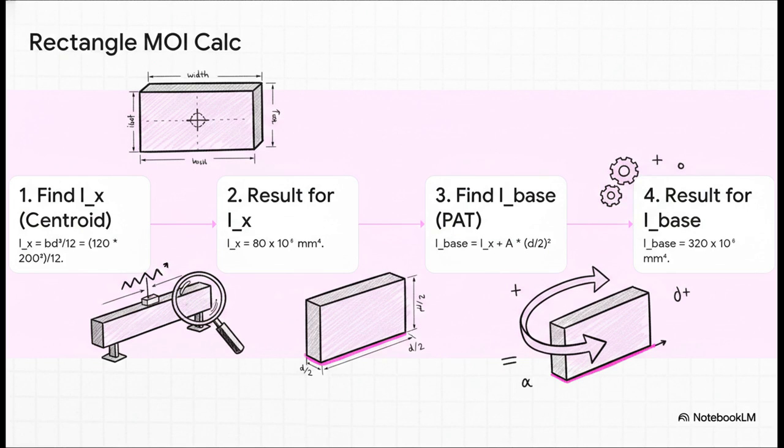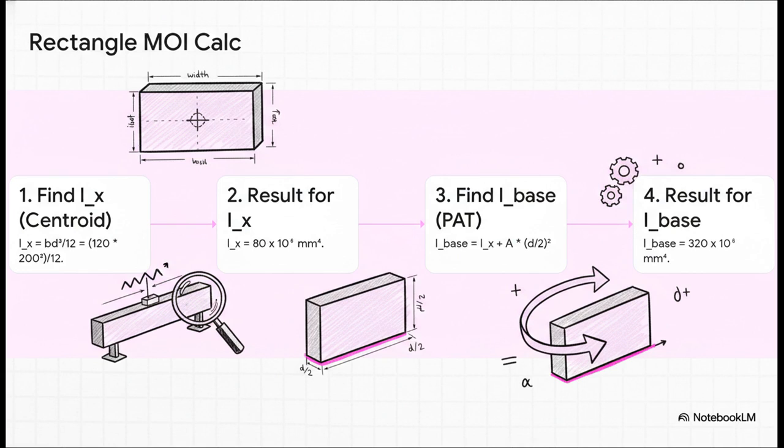Let's say the width is 120 millimeters and the depth is 200 millimeters. Step 1, we find the centroidal MOI about the x-axis using the standard formula for a rectangle, b d cubed divided by 12. Step 2, we plug in our assumed numbers and we get a calculated result of 80 million millimeters to the power of 4.